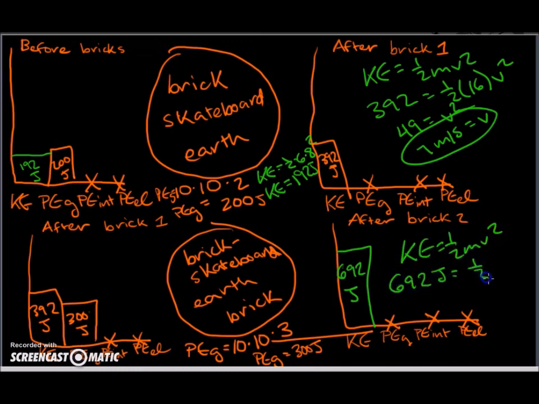And our mass is now not only the brick-skateboard mass, but it's the brick-skateboard-brick mass, which means we need to add the weight of the brick, which is 10 kilograms, to the weight of our brick-skateboard object, which is 16 kilograms. So we're going to say that this is a 26 kilogram object moving at a specific velocity. So 53.2 is equal to our velocity squared. And our velocity is about equal to 7.3 meters per second.